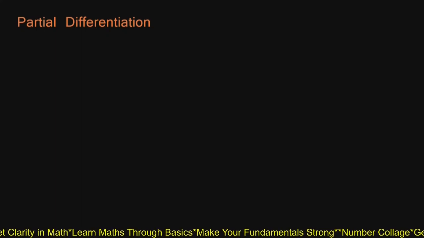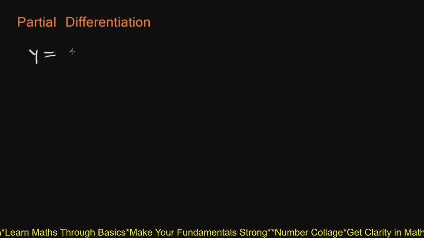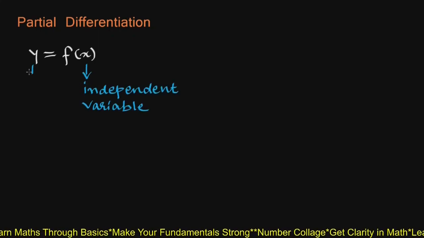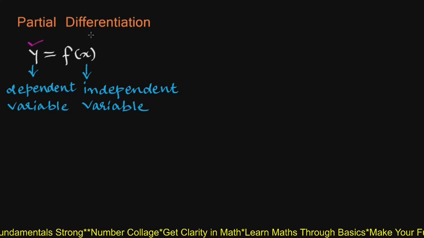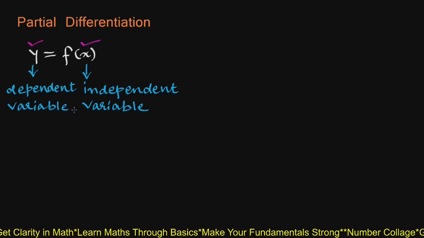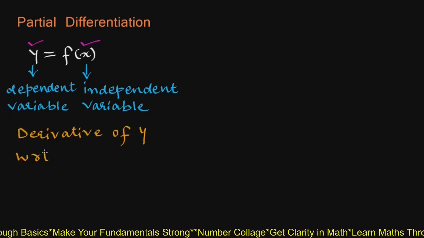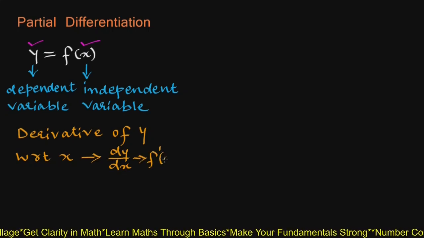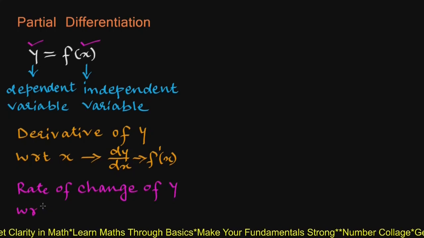In this video, we are going to study partial differentiation. We know that in a function denoted as y equals f(x), x is the independent variable and y is the dependent variable, because the value of y depends upon the value of x. We denote the derivative of y with respect to x as dy by dx or f dash x, which denotes the rate of change of y with respect to x.